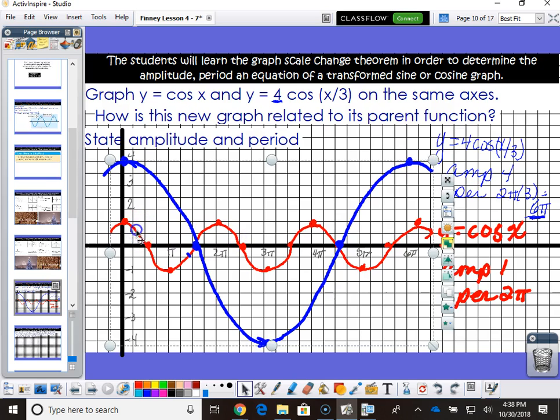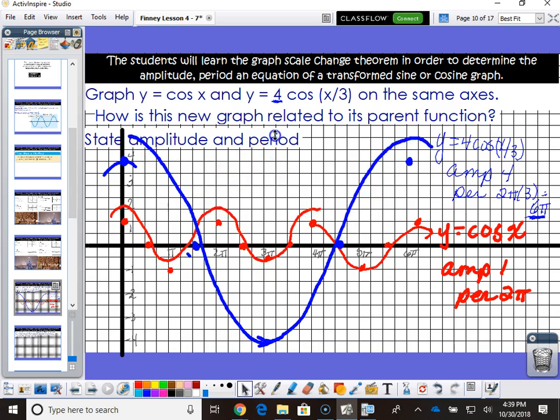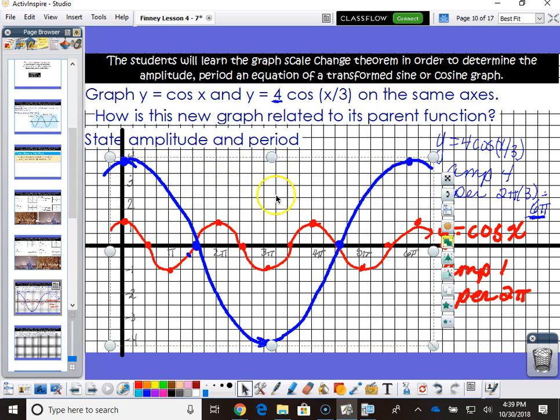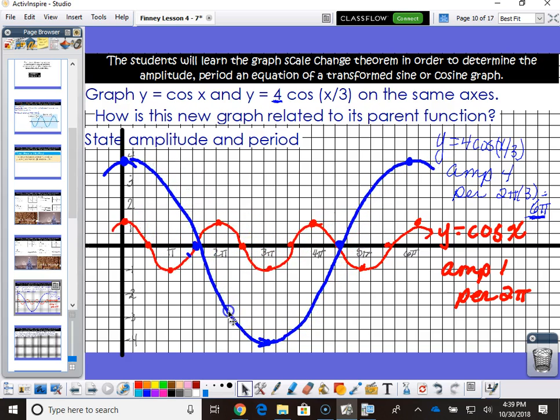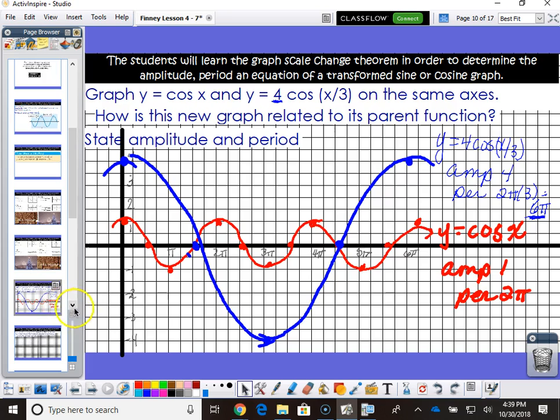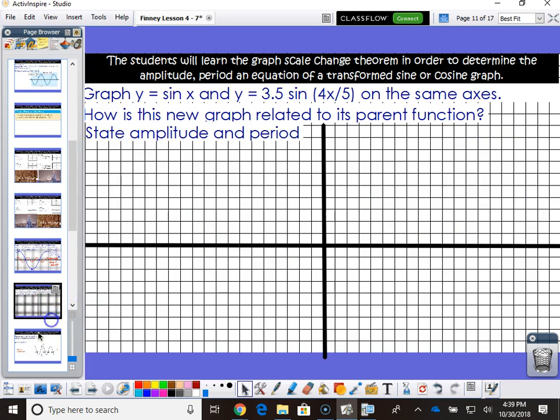Anyhow, if I took my cosine, my red cosine, and stretched it, which isn't going to work. Oh well, you could have seen it. So if I erase this, let me just see if I can move this. Nope, I can't. Oh well, maybe the next time. So let's try another one.